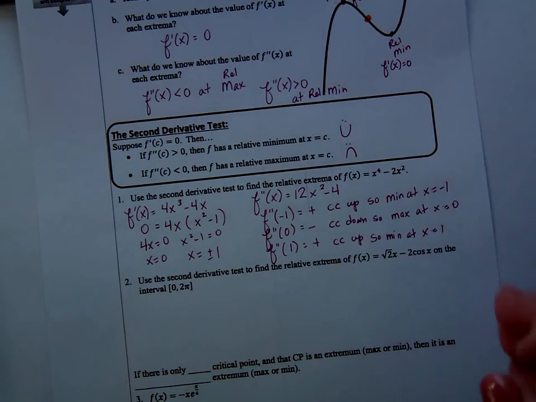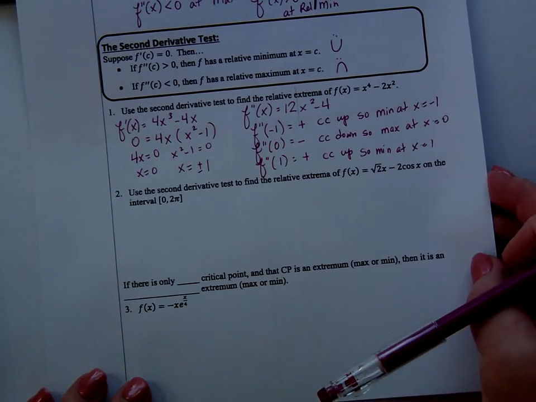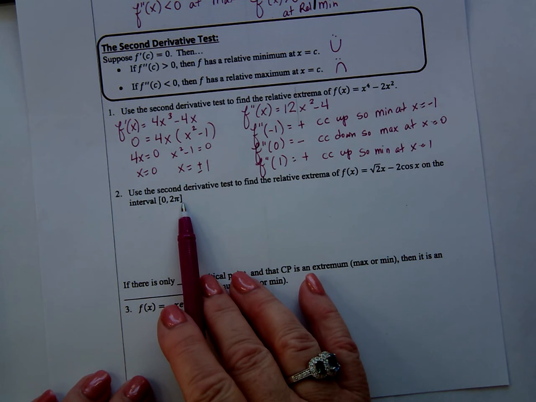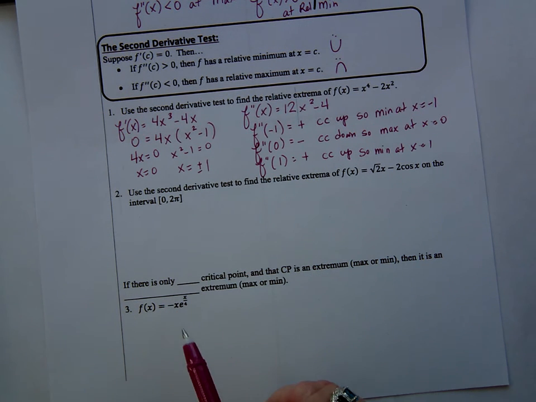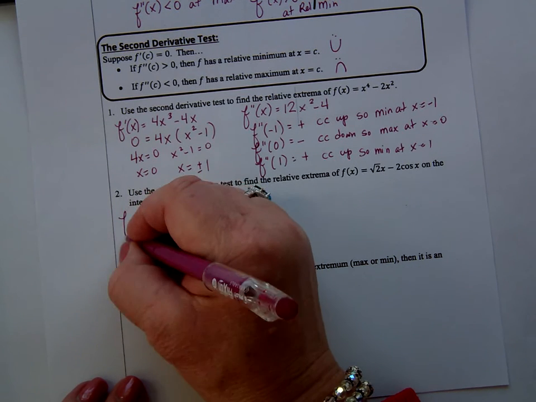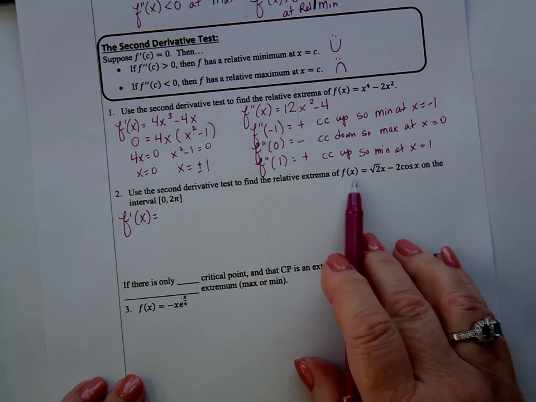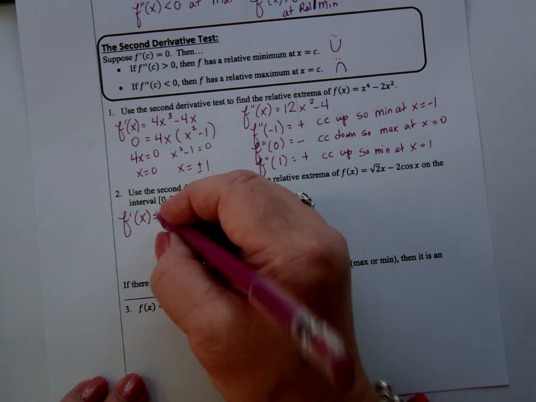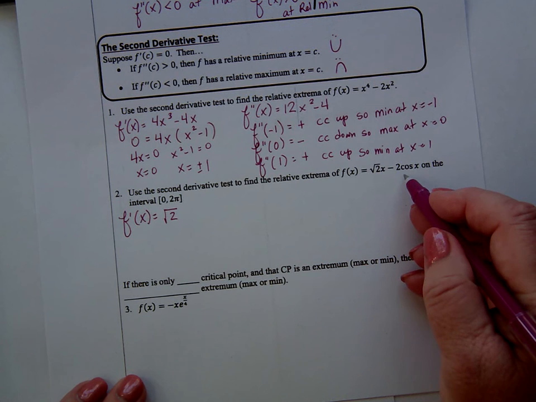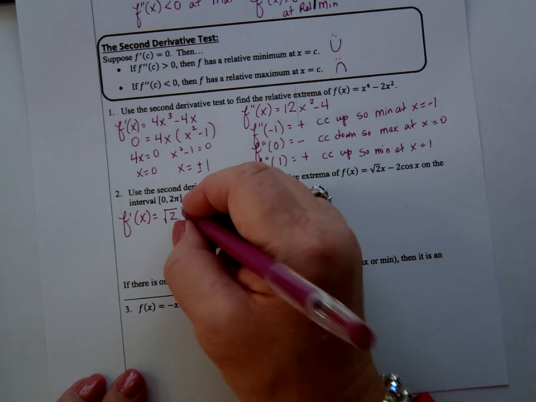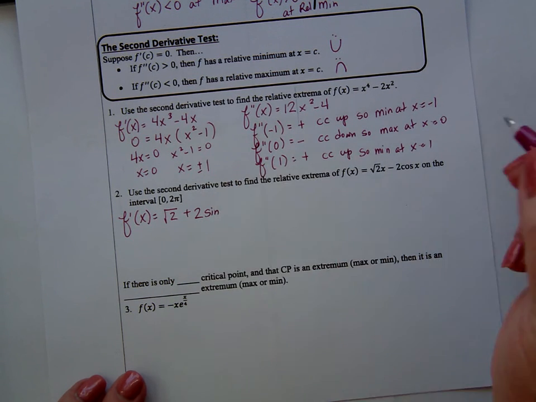All right, let's try another. Use the second derivative test to find the relative extrema for this function on the interval from 0 to 2 pi. So where would I have possible maximums and minimums for the function? They would be at the critical points. Find the first derivative. Square root of 2 is just a coefficient. So if I take the derivative of square root of 2 times x, it's just the square root of 2. If I take the derivative of negative 2 cosine, the derivative of cosine is negative sine. That makes it a plus 2 sine of x.